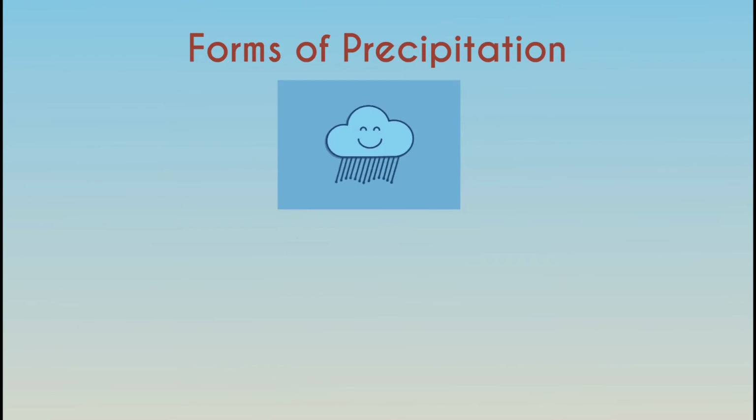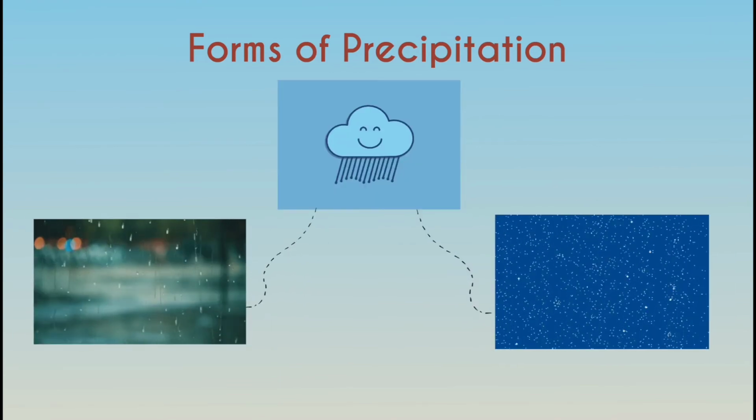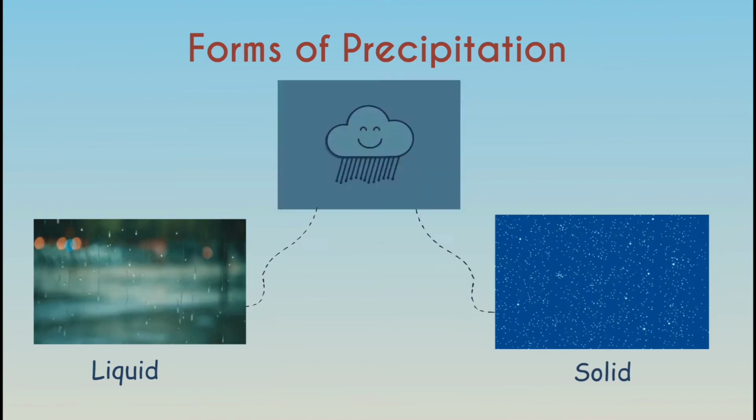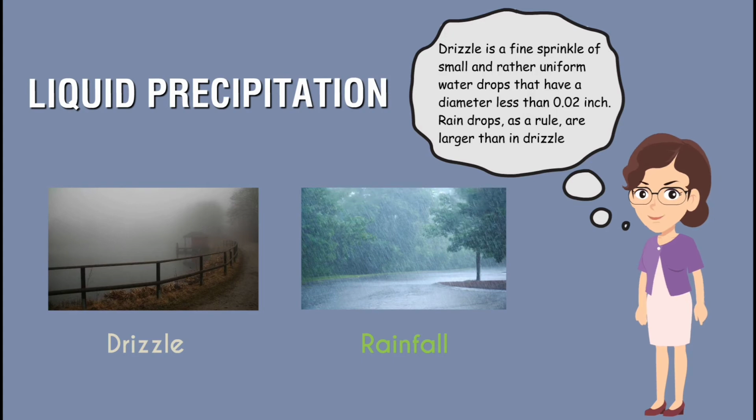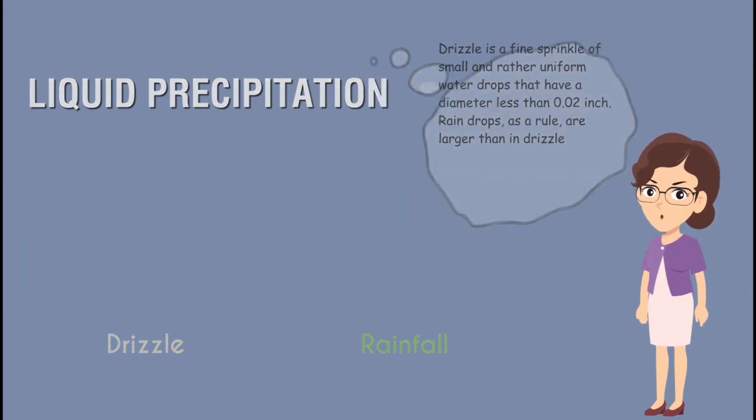Moving on to its forms, there are two types of precipitation. These are liquid and solid precipitation. In liquid precipitation, the most common examples are drizzle and rainfall. Comparing these two, drizzle is a fine sprinkle of small and rather uniform water drops that have a diameter less than 0.02 inch. To qualify as a drizzle, the drops must not only be small, but they must also be numerous. Raindrops, as a rule, are larger than a drizzle. On occasion, the drops may be of drizzle size, but they are then few and far between.